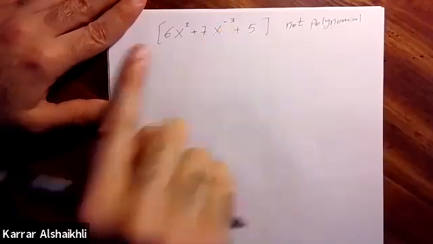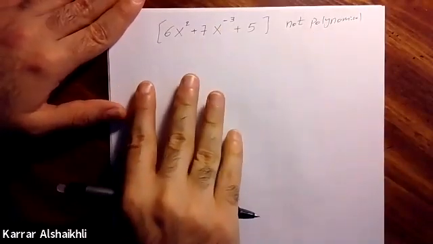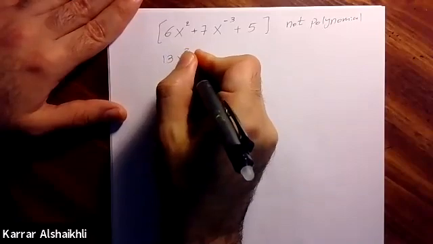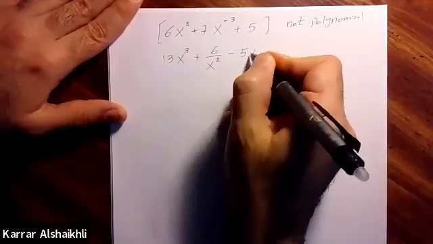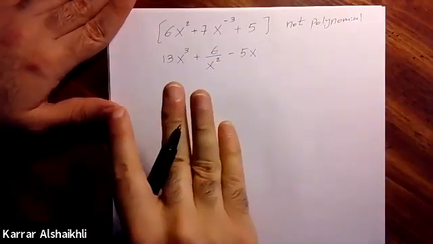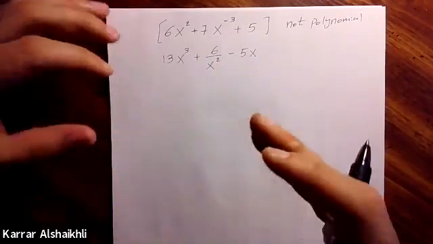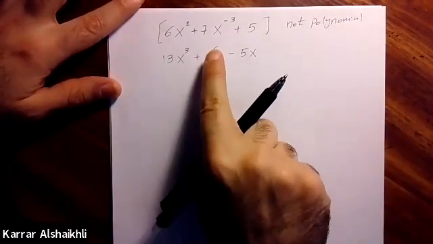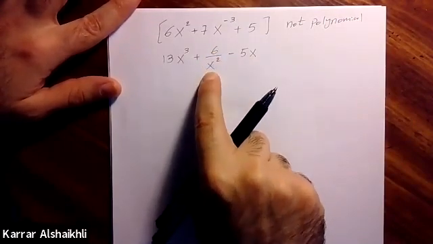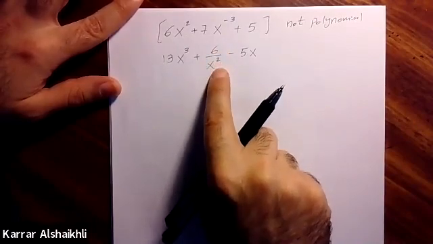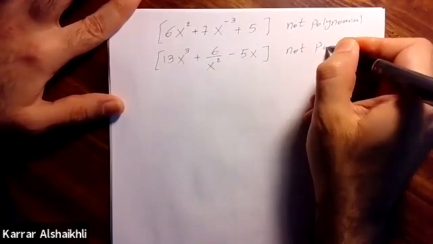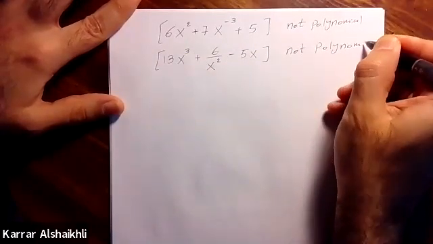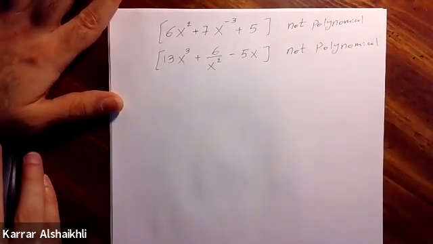So always when you see negative exponents, just write down not polynomial. Here is another example if it's polynomial or no. If we have 13x cubed plus 6 over x squared minus 5x. The general form of the polynomial says you have to get a number times a variable with positive exponents. If you check here, I have a number over x squared, so I'm just going to say this is not polynomial. These two examples are very important.